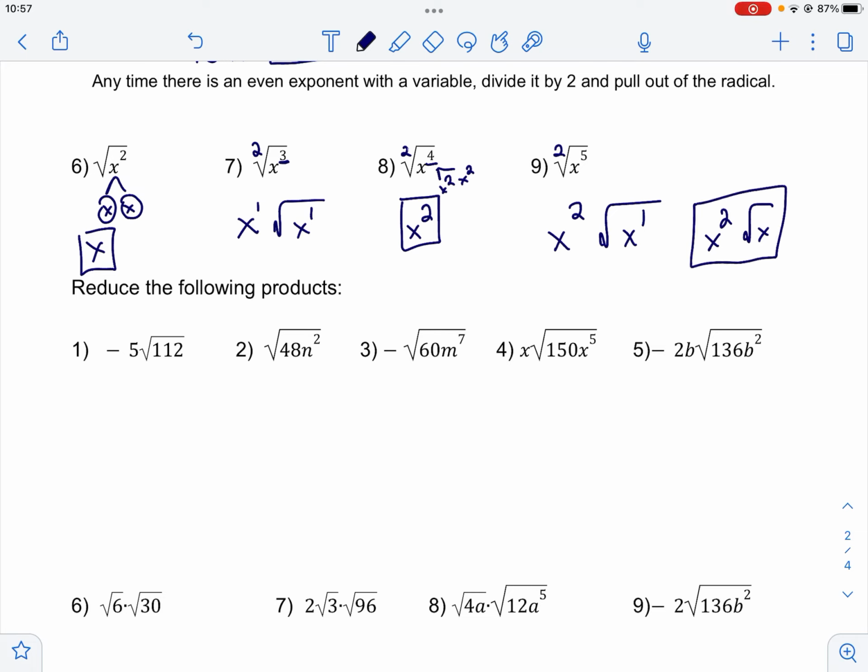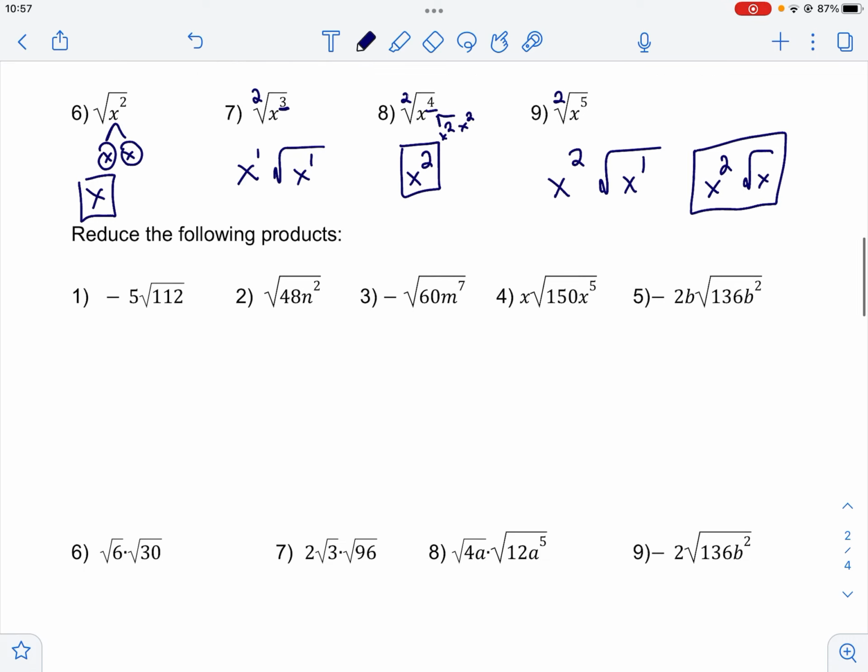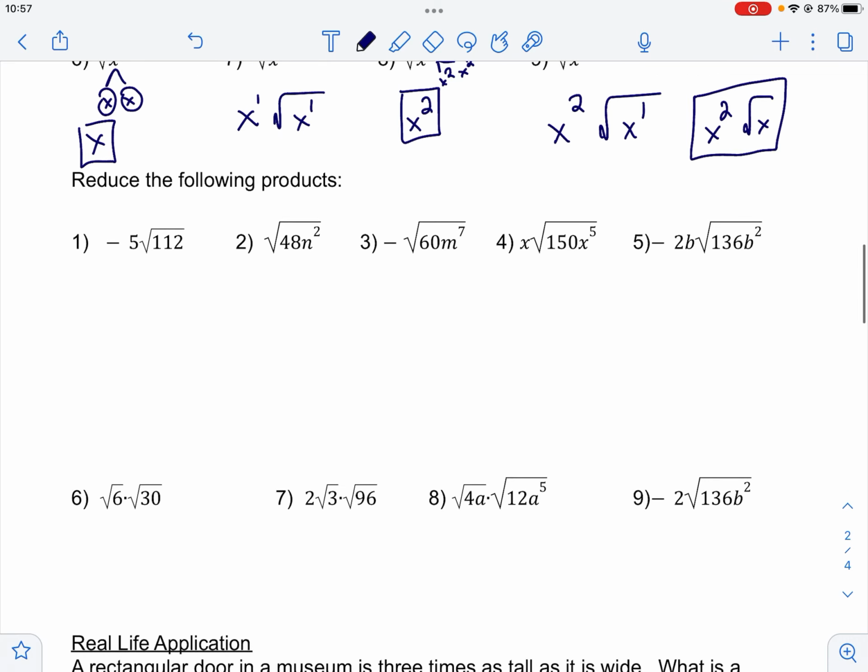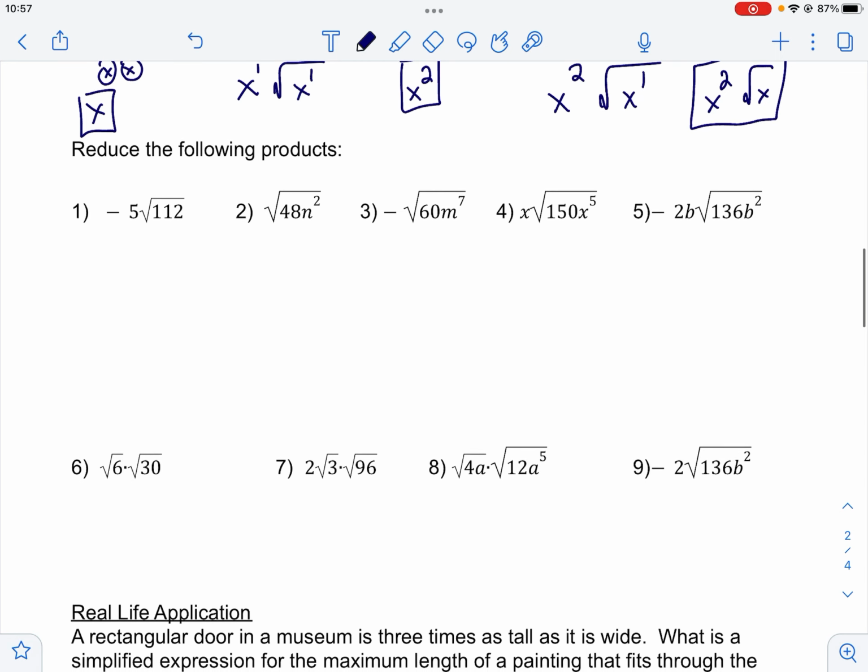Just like we were able to reduce with just numbers, we can also reduce with numbers and variables. So again, some things to think about are always looking for the largest perfect squares, and for variables that we can divide by 2 as a kind of shortcut. So take a second and try numbers 1 through 5 on your own, and then unpause the video and check to see if you got them correct.